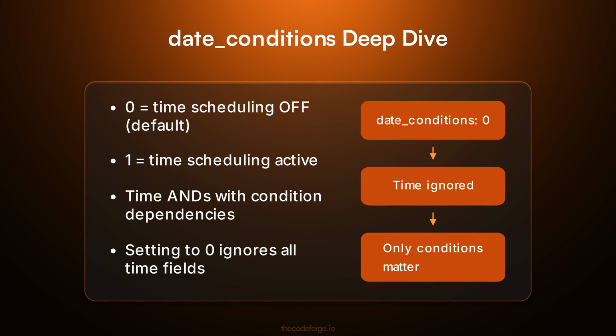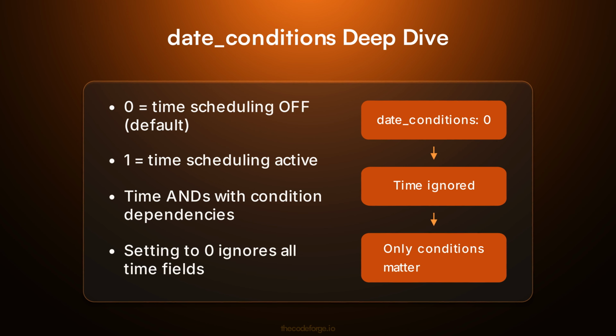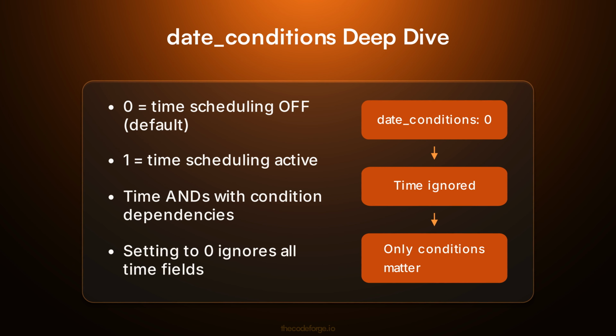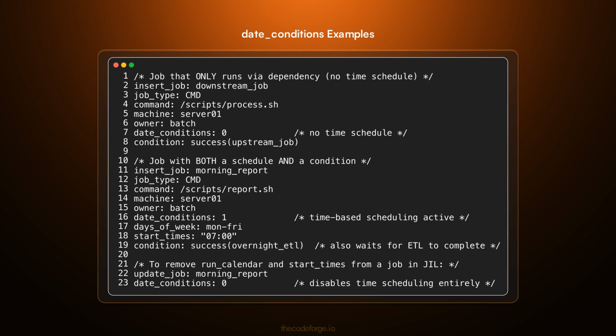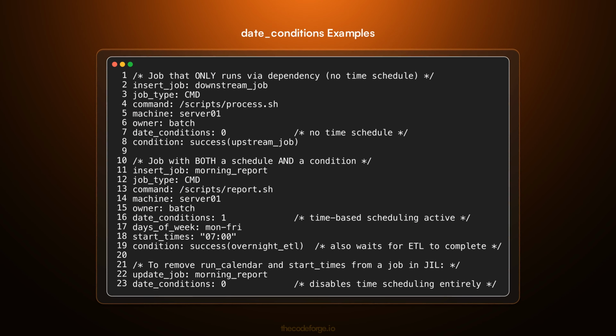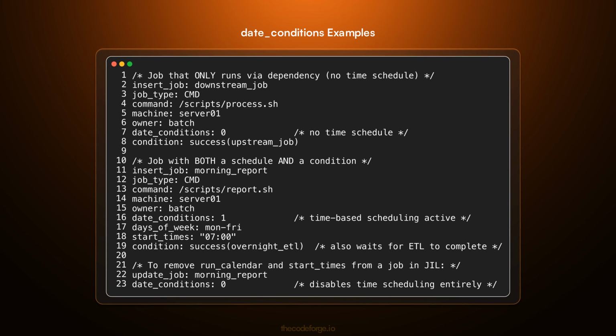Date conditions is binary. When 0, start times and run calendar are ignored. When 1, time is an active gate that ANDs with any conditions. Many engineers forget the default is 0 and watch jobs never run. Here are 3 JIL examples. The first job runs only on dependency. The second has both a schedule and a condition. The third shows how to disable time scheduling by setting date conditions back to 0.